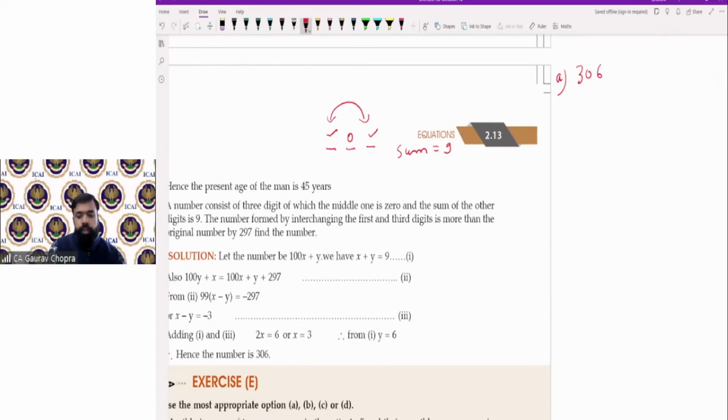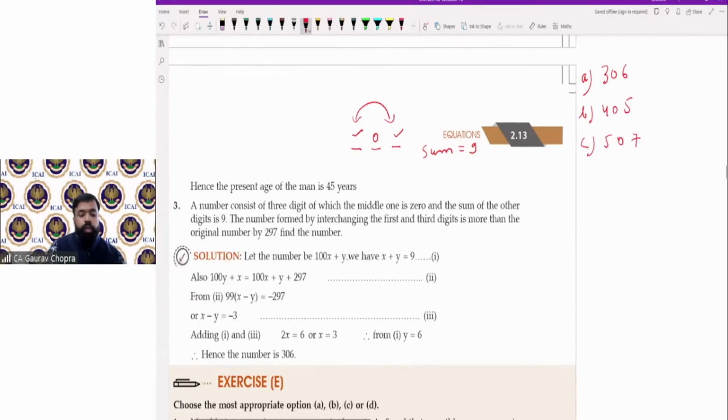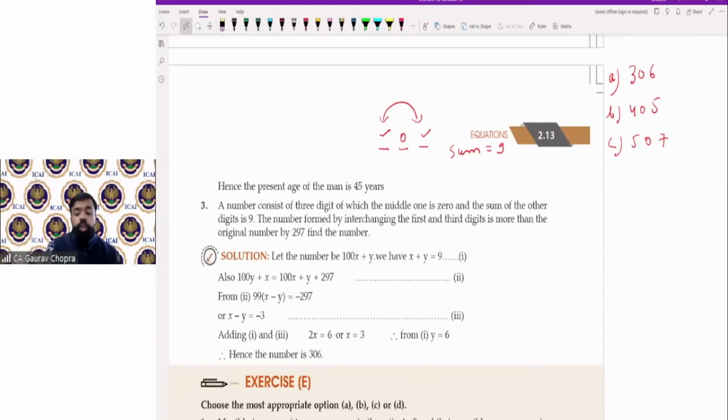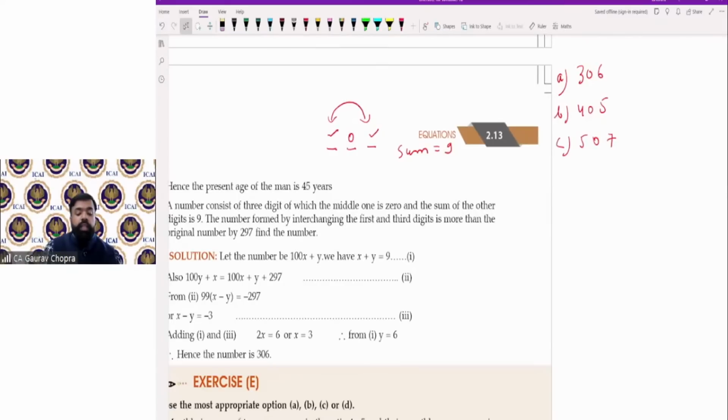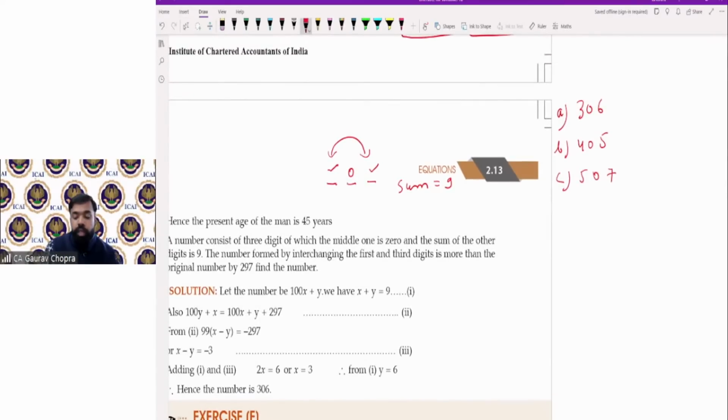Let's say option is 306, 405, 507. So what is the condition? Middle term should be 0. तो तीनों option में middle term क्या है? 0. So first condition is verified. Then second condition क्या है? If we interchange the first and third digit, then the difference should be 297. So अगर इन दोनों digits को interchange किया तो रिजल्ट कितना होगा? 603. यहाँ इंटरचेंज किया तो 504. यहाँ इंटरचेंज किया तो 705.